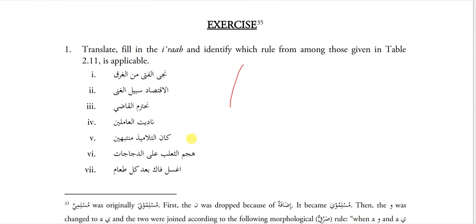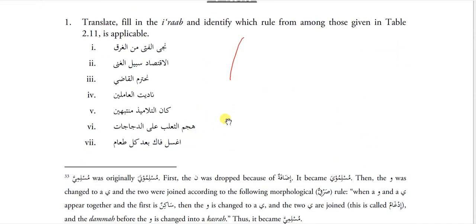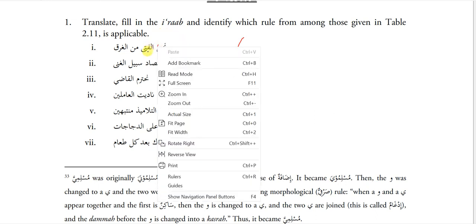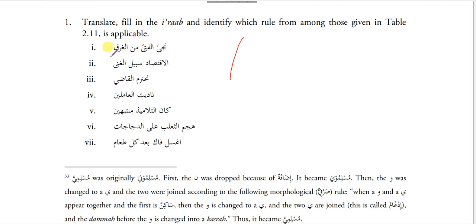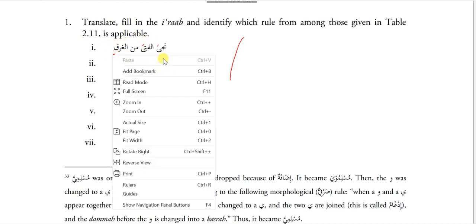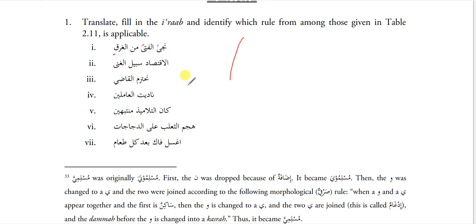Now let's come to the exercise. Translate, fill in the i'rab, and identify which rules among those given in the table apply. Naja al-fata min al-gharq. Naja means save. Youth saved from drowning.